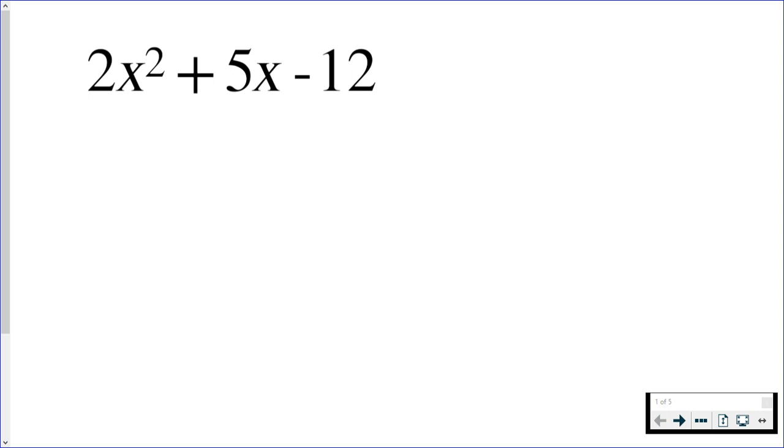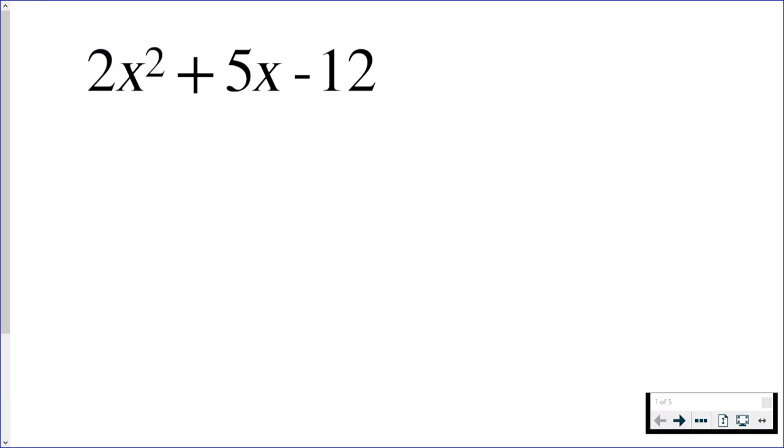Your first step in factoring anything is to see if your terms have anything in common. So in this problem, I've got 2, 5, 12. Those don't have a common factor, so I can't take anything out. But that should always be your first step, is to check. And if they do have something in common, you're going to take it out and put it out front and leave it there.